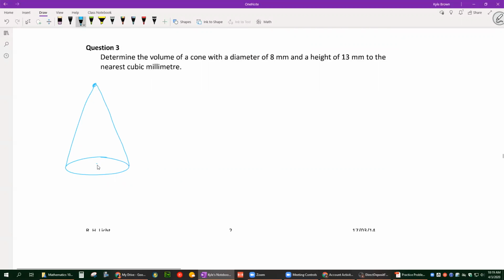Okay, so now what did they give us? They told us the diameter of this thing was 8 millimeters, right? So just be careful, because that's from one side to the other. Let's write 8. We'll just keep it all in millimeters. So that's 8 millimeters, and the height of this guy, so straight up and down, would be 13.